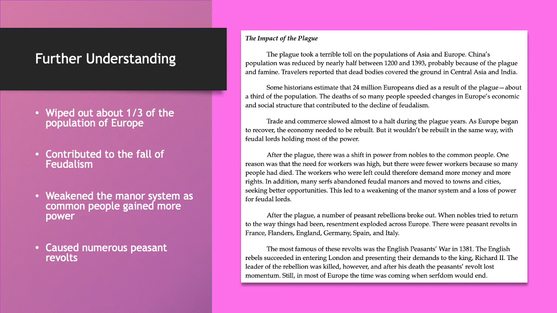After the plague, a number of peasant rebellions broke out. When nobles tried to return to the way things had been, resentment exploded across Europe. There were peasant revolts in France, Flanders, England, Germany, Spain, and Italy. The most famous of these revolts was the English Peasants' War in 1381. The English rebels succeeded in entering London and presenting their demands to King Richard II. The leader of the rebellion was killed, however, and after his death the peasants' revolt lost momentum. Still, in most of Europe, the time was coming where serfdom would end.